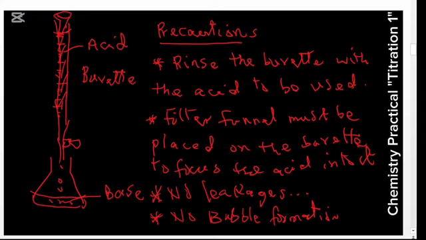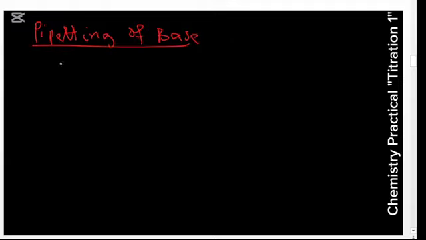Okay, now let's look at what happens when you are trying to do the pipetting of the base. So now, what are the precautions while you are doing the pipetting of base? So as we said, you are going to use the pipette to draw the base. So when it is drawn, the following precautions have to be taken. Number 1 is that while you are doing the pipetting, you must ensure that there is no bubble formation.